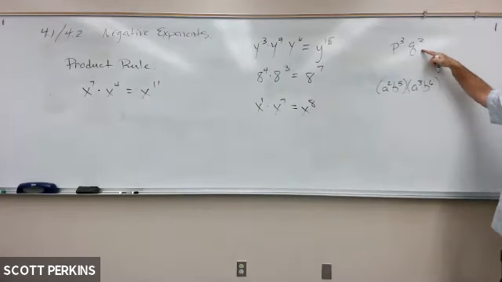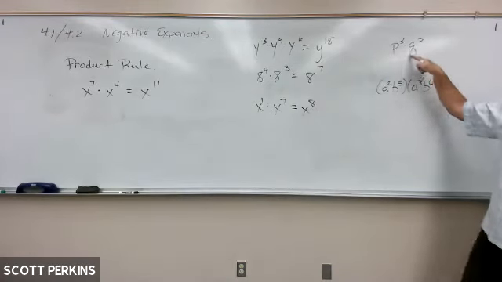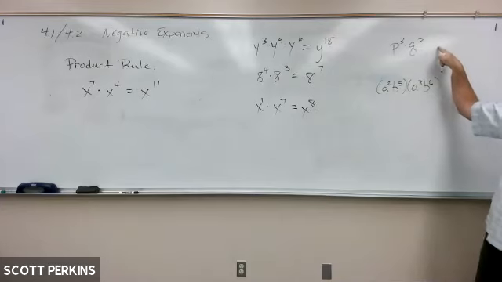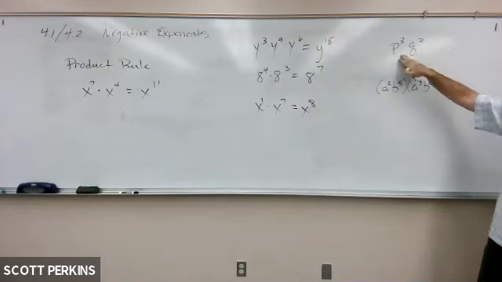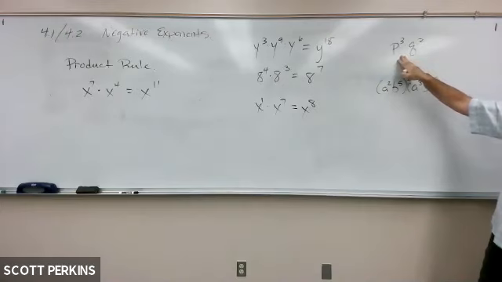The purpose of this example right here is I have different bases. Can I apply the product rule to this? No, you do not have anything to the 5th power here. So if you wrote anything after here, that's okay. Don't beat yourself up. We're learning, okay? But that's why I gave the examples. This is done. You cannot go any further with this.